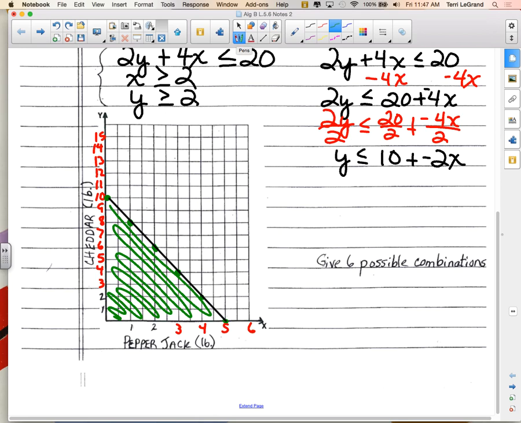So this is one where we just have that nice little triangle that's going to be shaded. Okay, now let's take our other two and put them here. X is greater than or equal to 2, and then we have Y is greater than or equal to 2.